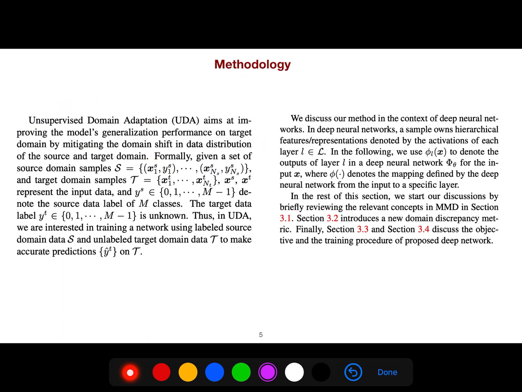That's good. But also the class discrepancy can be seen here. And so unsupervised domain adaptation aims at improving the model's generalization performance in the target domain by mitigating the domain shift in data distribution of source and target. So we have source domain samples, we have target domain samples, and we have these labels because we have M classes, and the target data is unknown. We know that they are from M classes, but they're unknown.